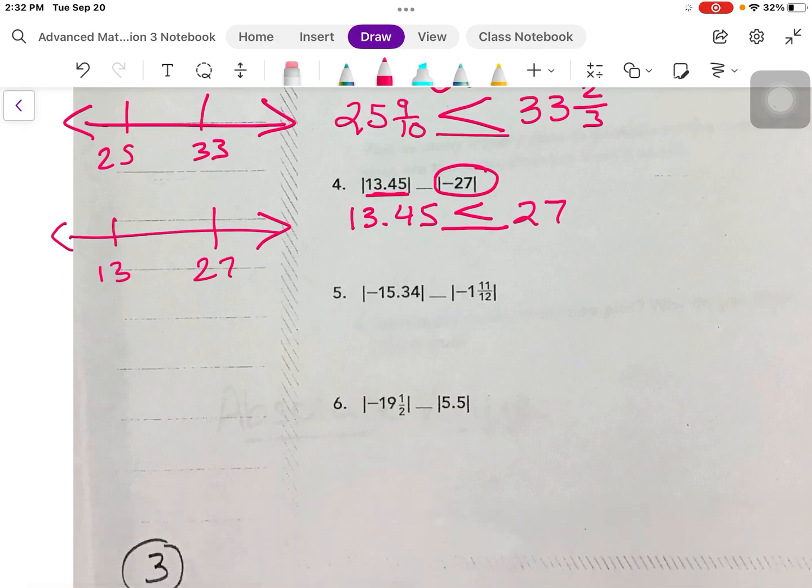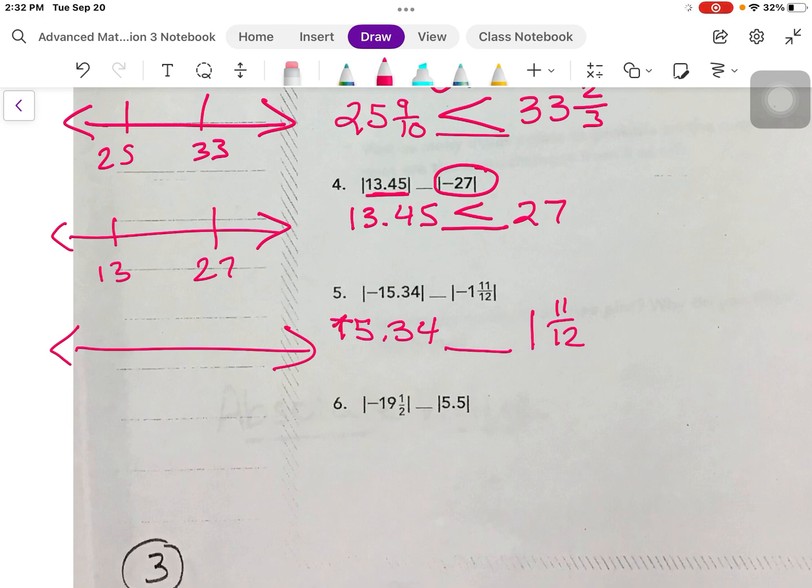Number 5. The absolute value of a negative 15.34. How far away is it? Oops. Mrs. Holiday, we don't want a negative sign. How far is it away? It is 15.34 units away. How far is 1 and 11/12 away from 0? It is 1 and 11/12 away from 0. And now if I plot these on a number line, that looks like a T, I'm not sure why, but I know that 1 is going to be here and 15 is going to be there. So I know that 15 is greater than 1 and 11/12.